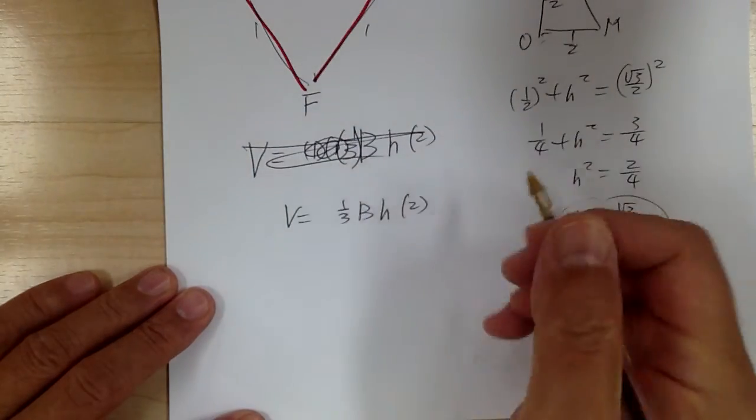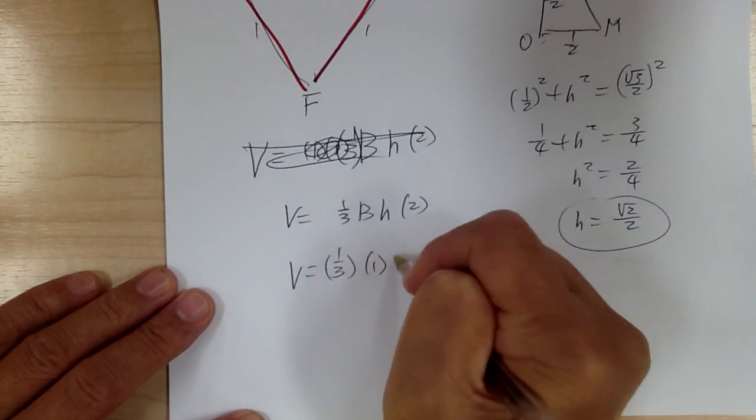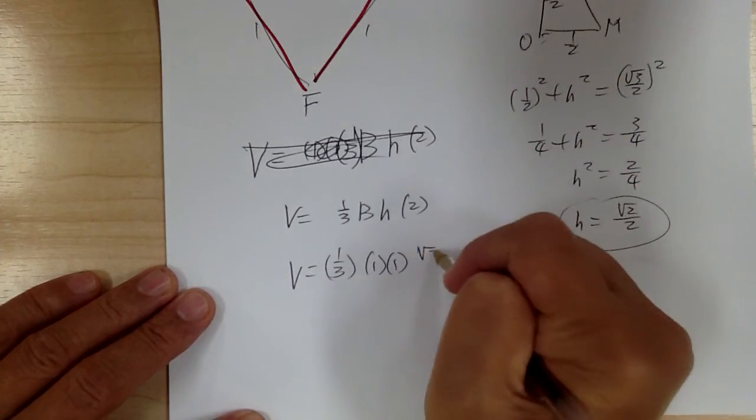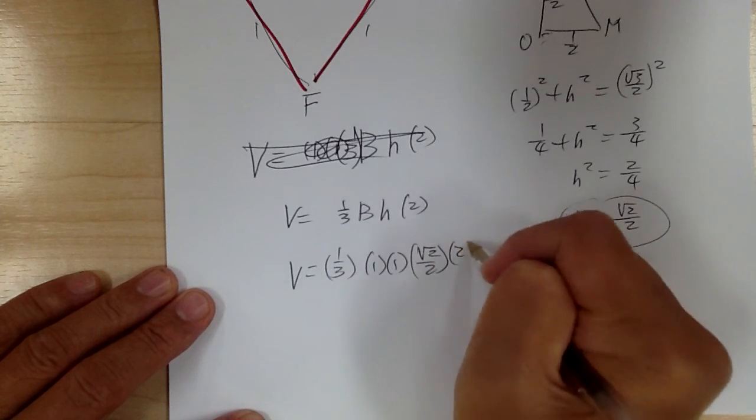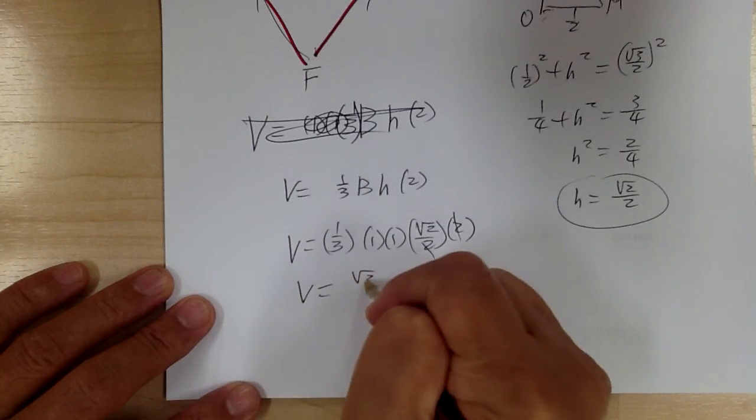Okay, so you substitute everything in here. So the volume would be 1/3. The base area is 1 times 1. The height is square root of 2 over 2, and there are 2 of them, so times by 2. So you work it out, and the volume will equal square root of 2 over 3.